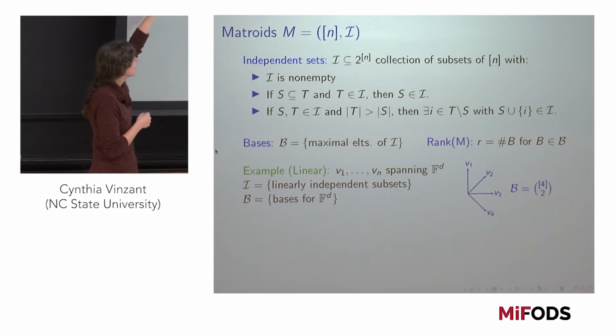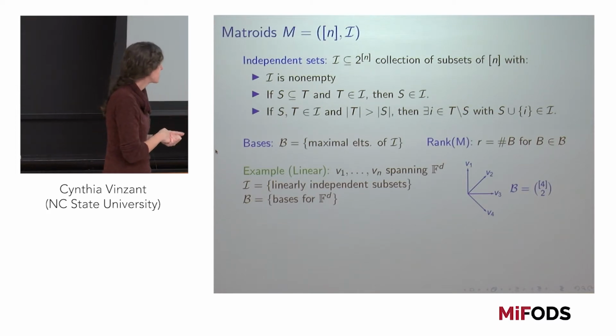And you can check that a subset of vectors being linearly independent satisfies all of these things. If I have a collection of vectors and they're linearly independent, I can remove some of them and I'll still get a linearly independent set. If I have two collections of linearly independent vectors and one is bigger, then I can take one from the bigger one and add it to the smaller one and get something linearly independent.